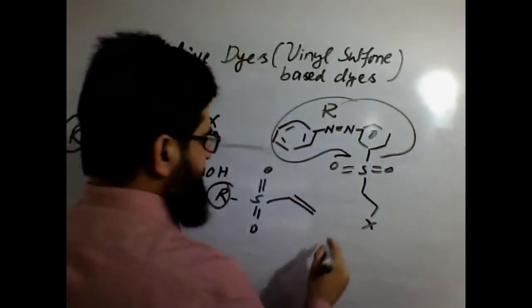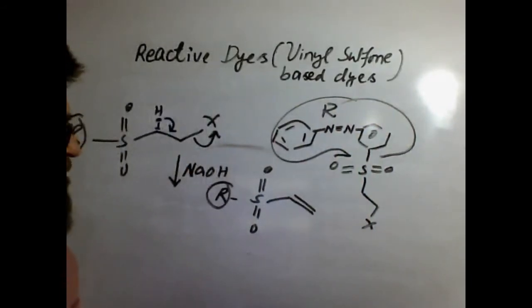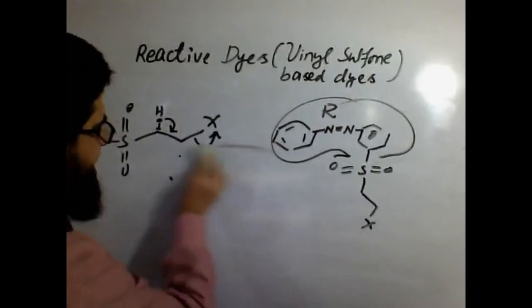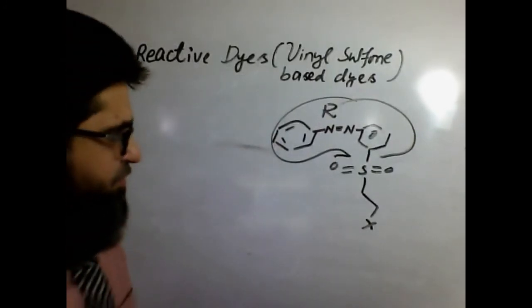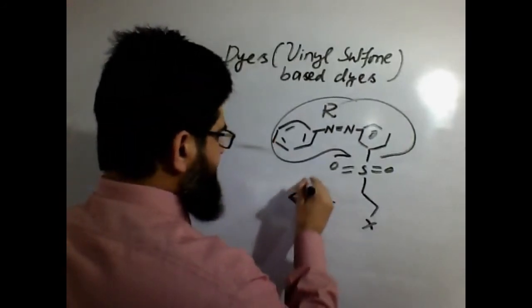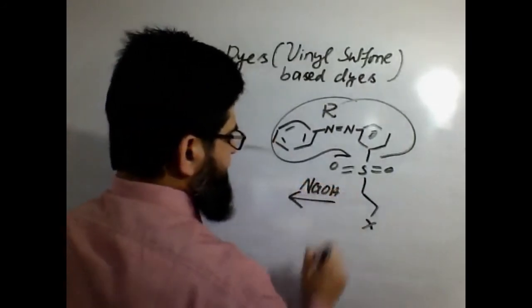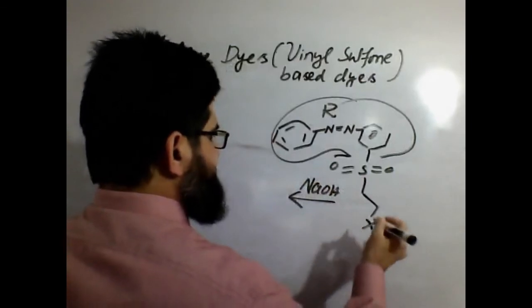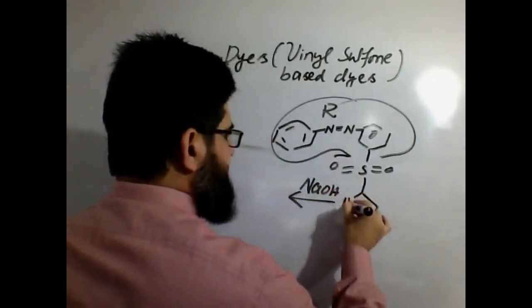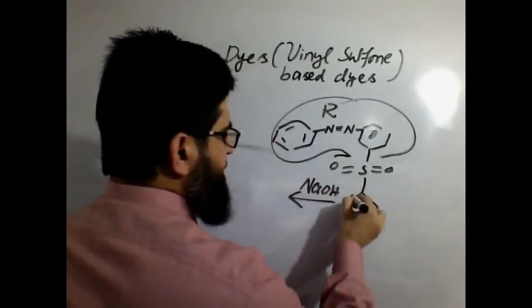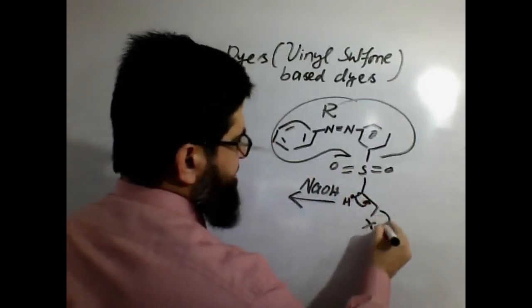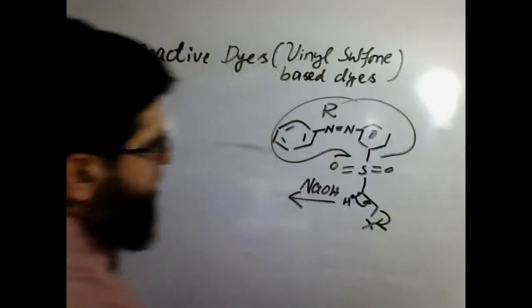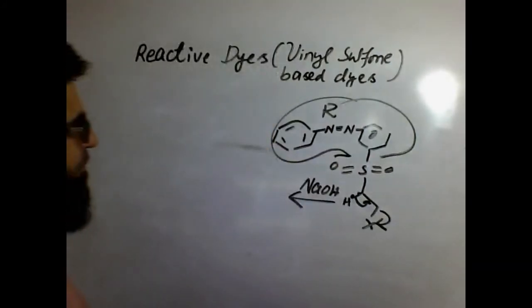So if we react it, we introduce some sort of a base. As I've told you, the base can take away this proton, then the electrons will move over here to generate a double bond. Resultantly, this will leave as a good leaving group.